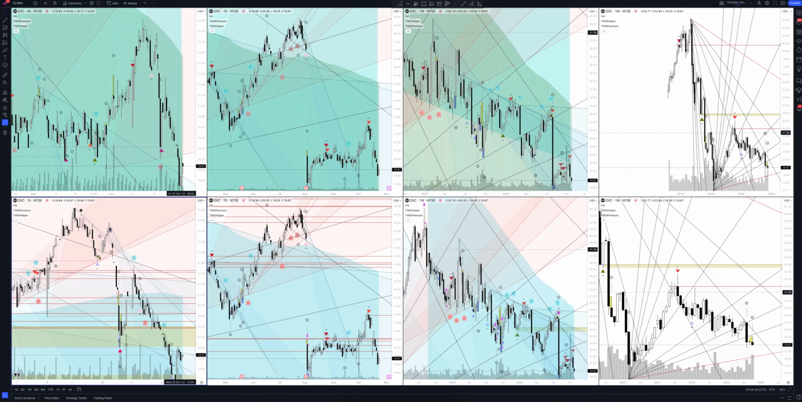Today we will take a look at DXC Technology stock. Let's analyze the market situation and find out how you can make money on it. Let's start.